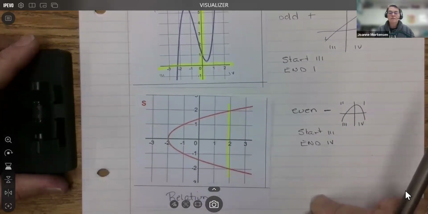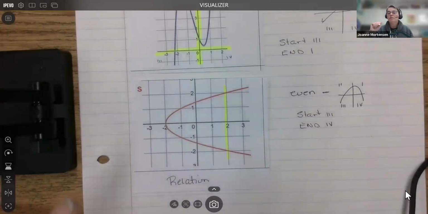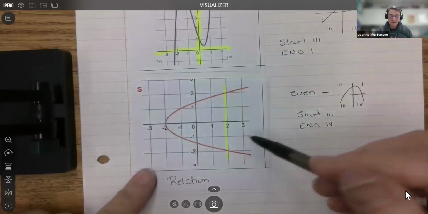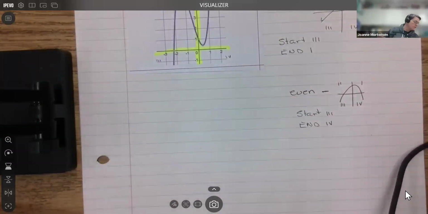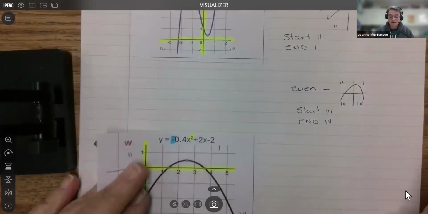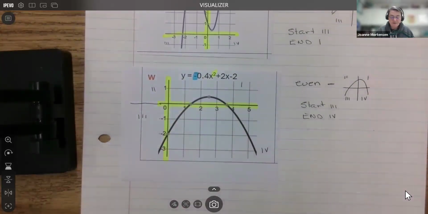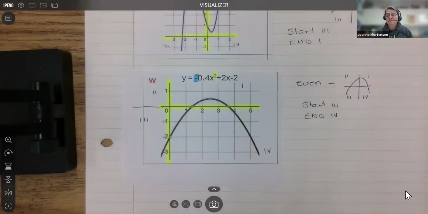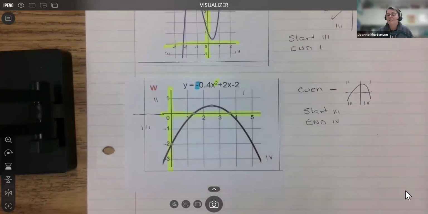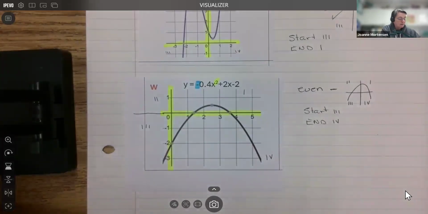I don't know if it shows up on your screen, but this stuff only works if it's a function. All right, this thing is a relation, so just garbage. It has to be a function before all of these rules work. So yeah, memorize that chart. I don't know what else I can show you. That's a parabola.